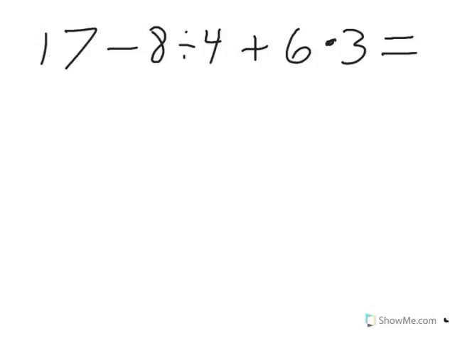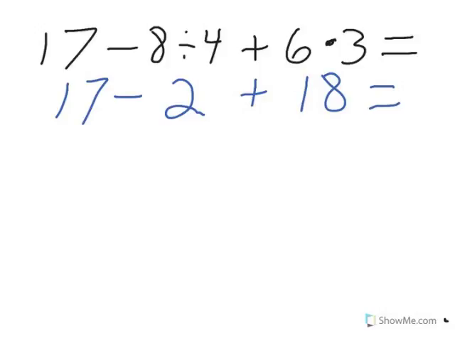Here's another tricky one. We have 17 minus 8 divided by 4 plus 6 times 3. Again, we go GEMDAS. Grouping symbols? Nope, none of those. Exponents? Nope. But we do have multiplication and division. Remember, we're multiplying and dividing from left to right. So we actually do this here first. 8 divided by 4 is 2. And now we can do the multiplying, and that's going to be 18. Keep the pluses in here and the other stuff.